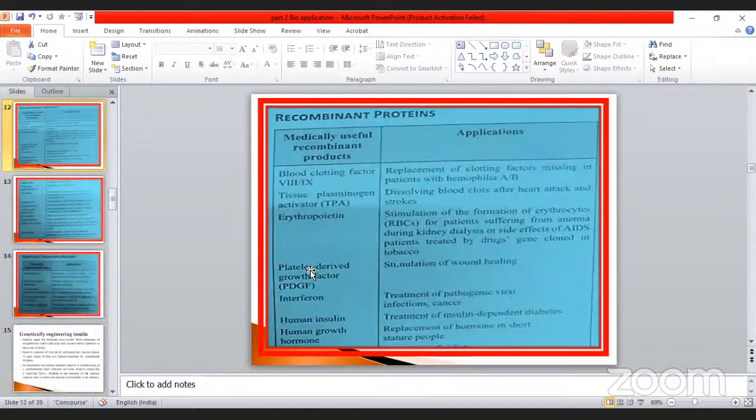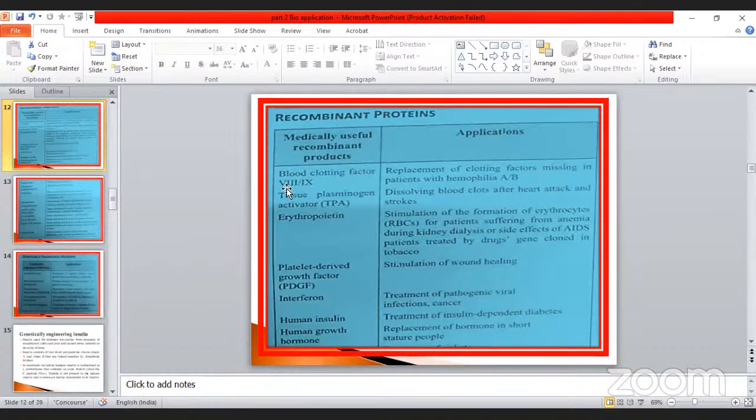See that. Some of the recombinant proteins have been tabulated here. See here, medically useful recombinant products. Some of the products are recombinantly made, so they are used for the medicinal aspect in many application formats. They have listed them here in tabulation format. First one is blood clotting factor. Just earlier we talked about that, but blood clotting factors. How many factors? 13 factors are there. The blood clotting factor 2 has been given here.